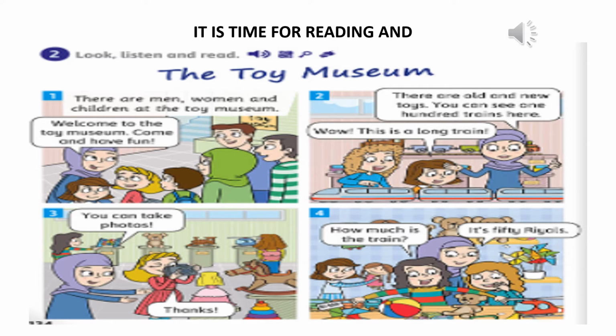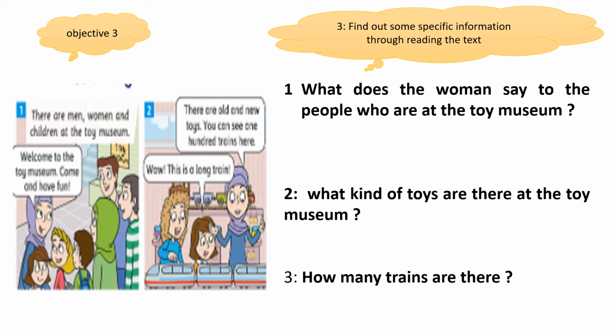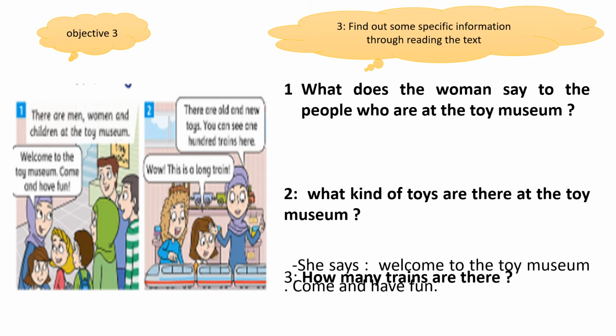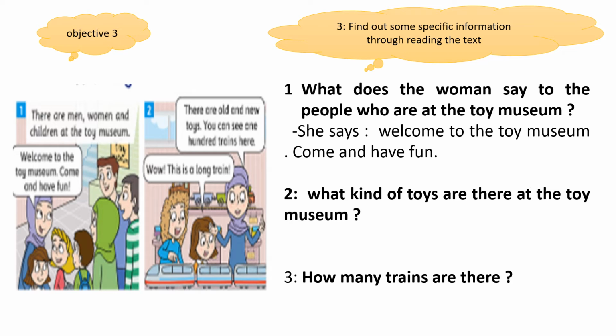Very good. After listening to the CD player, now let me test your understanding by asking you some more comprehension questions. Question number one. What does the woman say to the people who are at the toy museum? She says, welcome to the toy museum. Come and have fun. Question number two. What kind of toys are there at the toy museum? There are old and new toys. Question number three. How many trains are there?